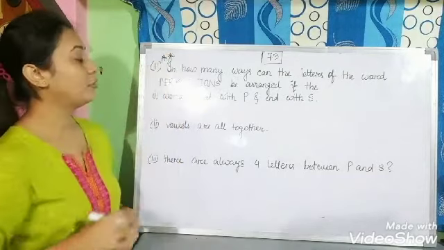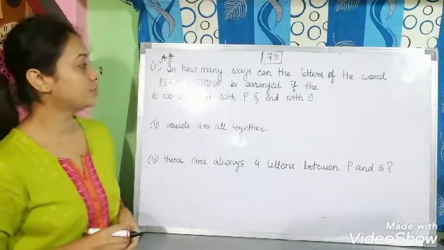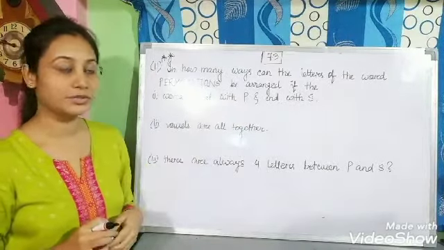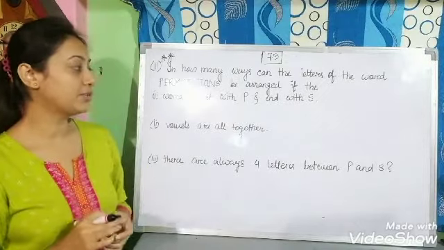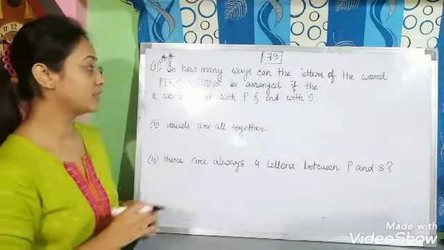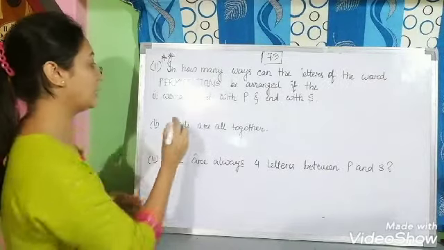So the question is, in how many ways can the letters of the word PERMUTATIONS be arranged if words start with P and end with S? So you are given to arrange in such a way so that the first and last places are fixed, that is, it will start with P and end with S.